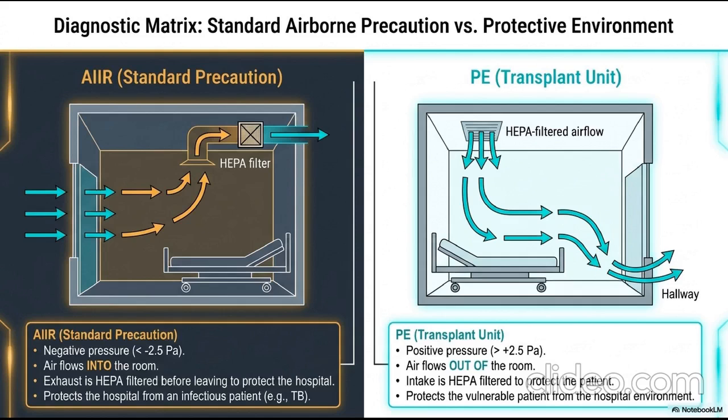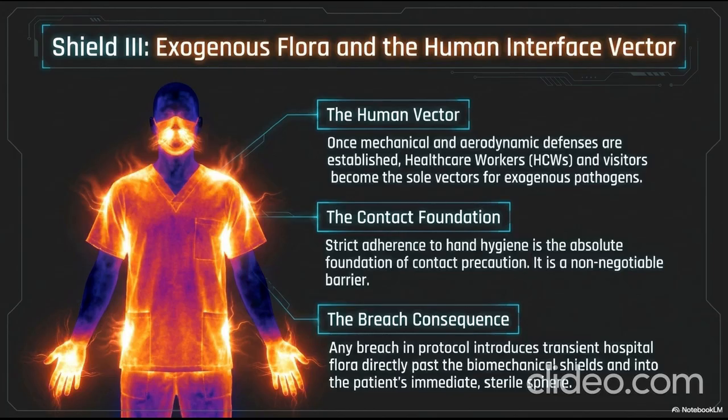Slide 12. Shield 3, the human interface vector. Once engineering is established, the human vector is the sole path for pathogens. Strict adherence to hand hygiene is the non-negotiable foundation of this shield. Any breach introduces transient hospital flora directly past our biomechanical defenses.